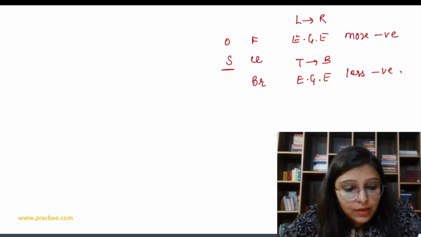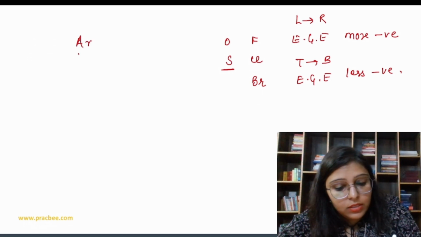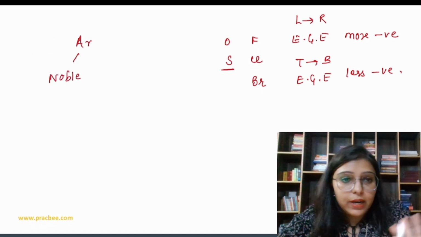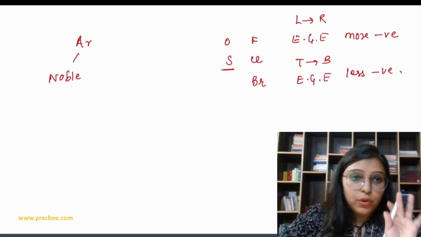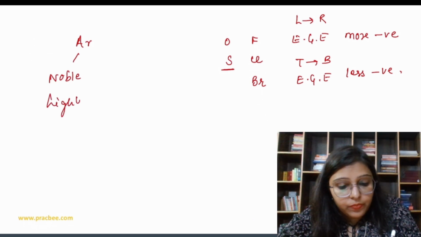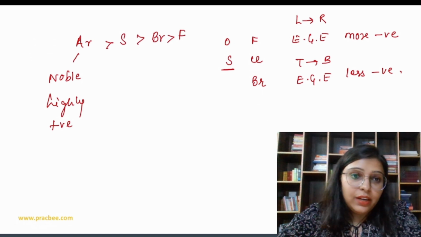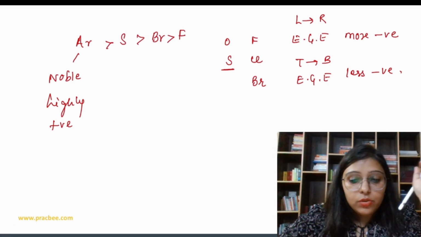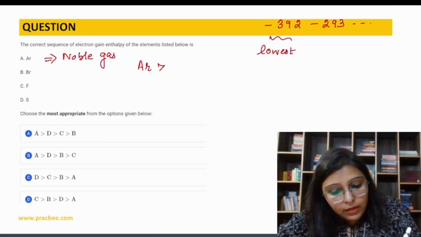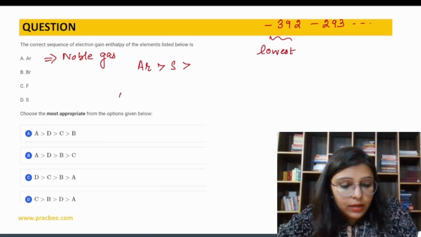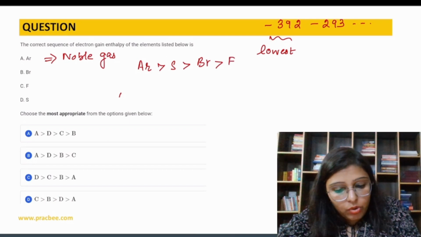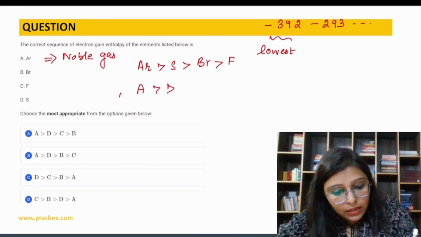So look at sulfur. First of all we have argon because it's a noble gas. A noble gas does not want to add an electron, so it has highly positive enthalpy. Then we have sulfur. Then we have bromine, and then we have fluorine, because fluorine is more negative, and more negative means lowest. So argon, sulfur, then bromine, and then fluorine.